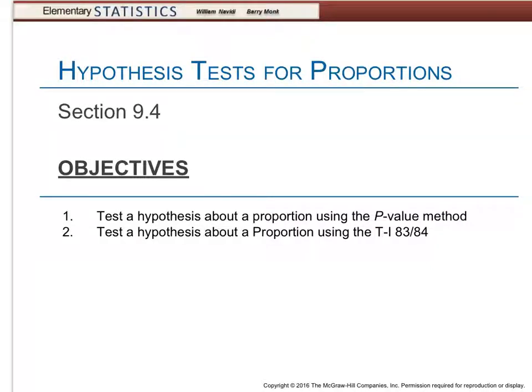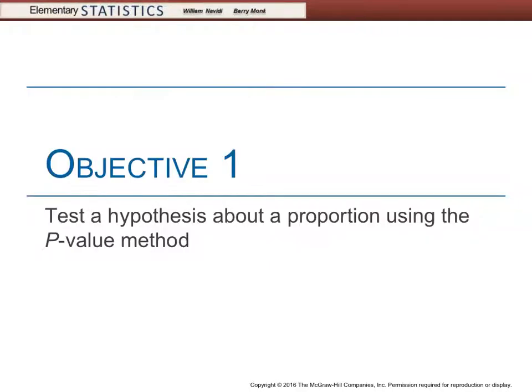So, in Chapter 9-4, we're going to be testing the hypothesis for proportions. Our objectives are to test the hypothesis about a population proportion using the p-value method. We're going to then test the hypothesis about the proportion using the TI-83 and 84. Our first objective is to test the hypothesis about a proportion using the p-value method.